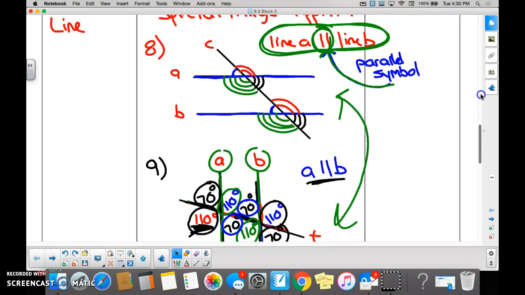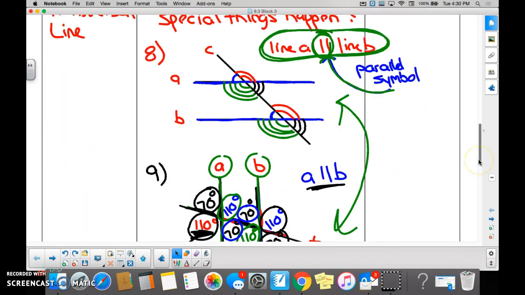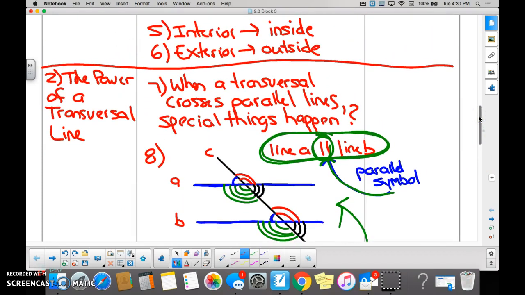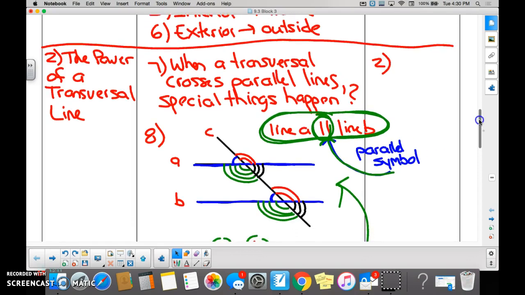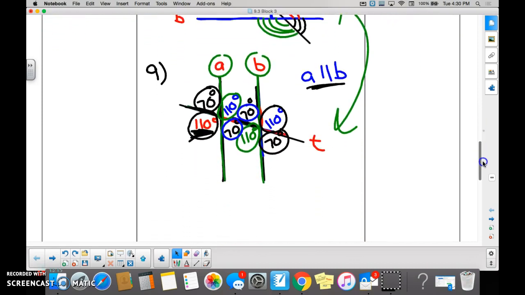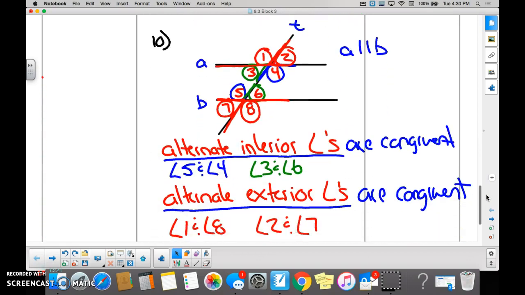I'm not going to give you a cheat sheet because I want you to come up with your own cheat sheet for number 2. Big things again here: we have parallel lines and transversals. When you have parallel lines and a transversal, some really cool things happen. You can use number 8 to help you realize congruent angles. You can use number 9 to show some of the math. And then you can use number 10 to help you with the alternate interior and alternate exterior angles.